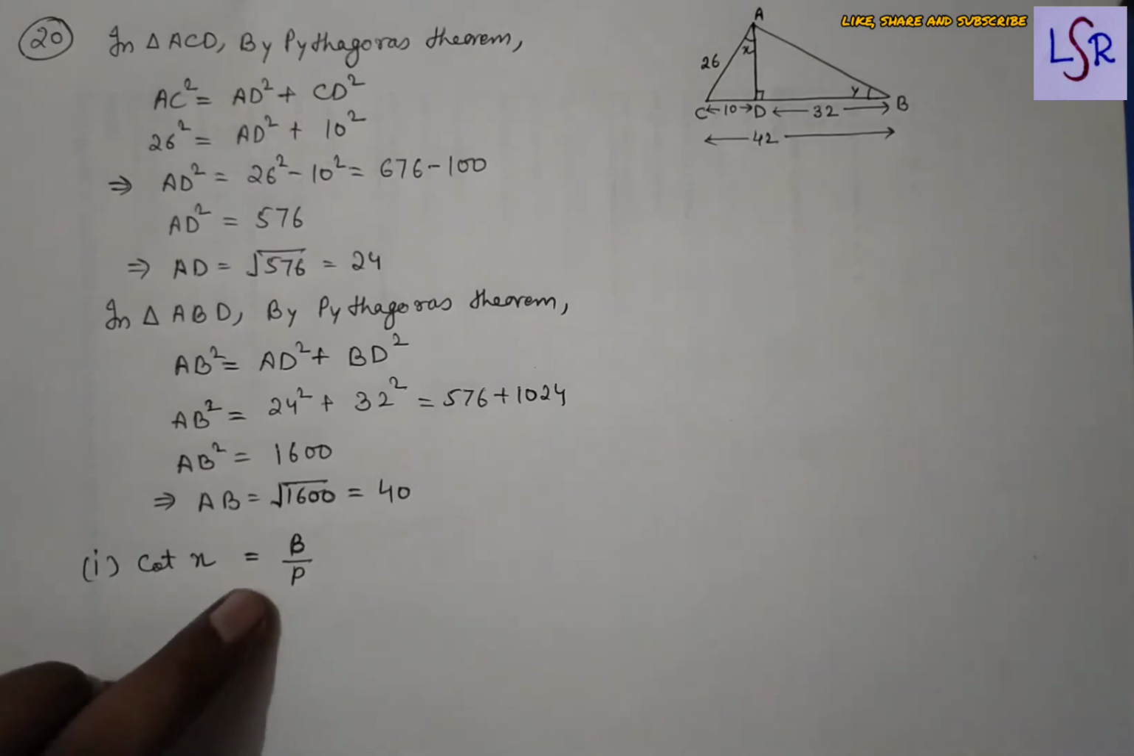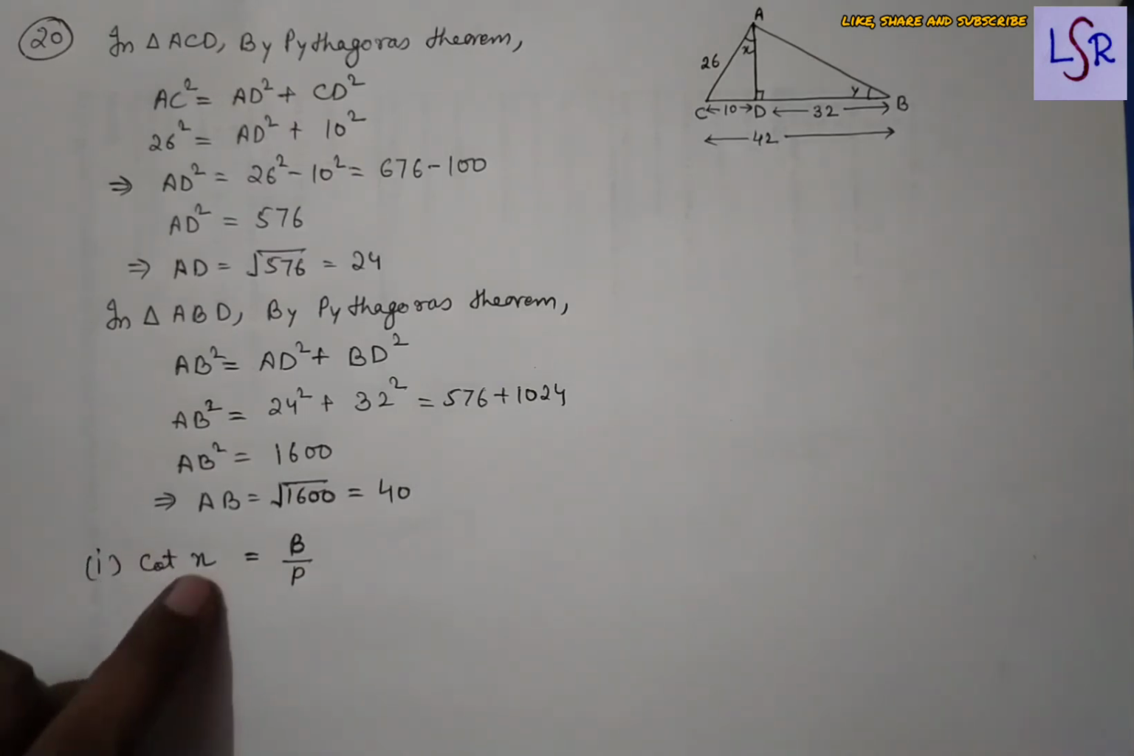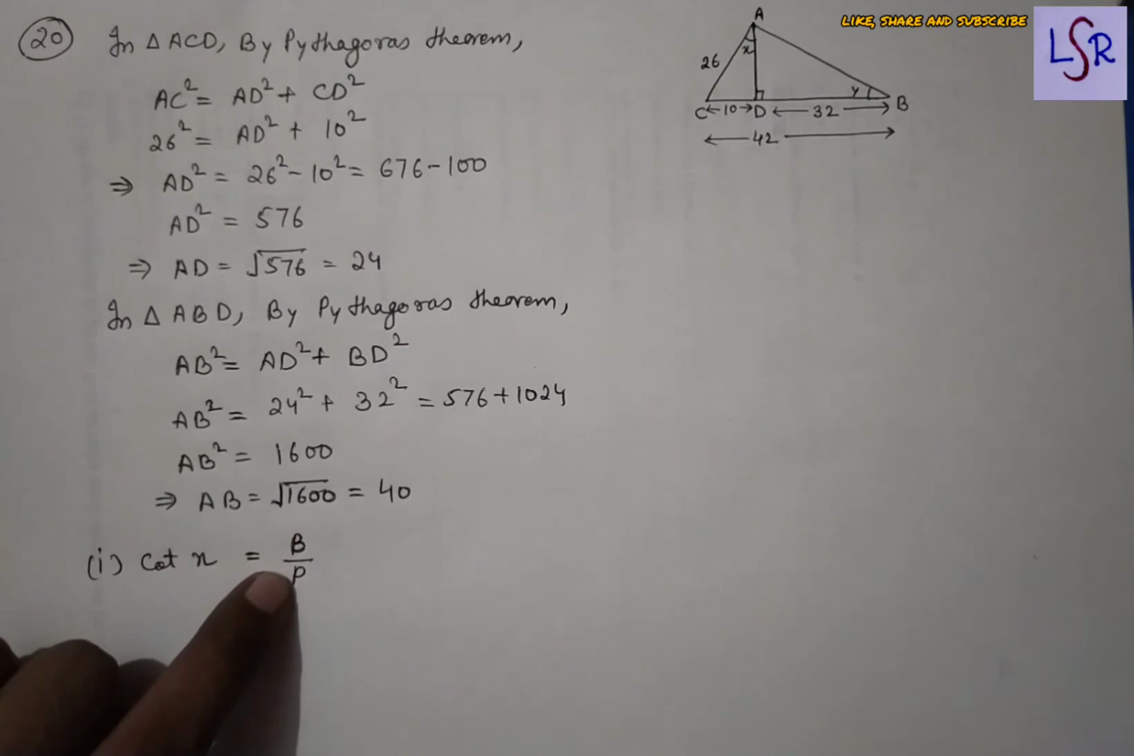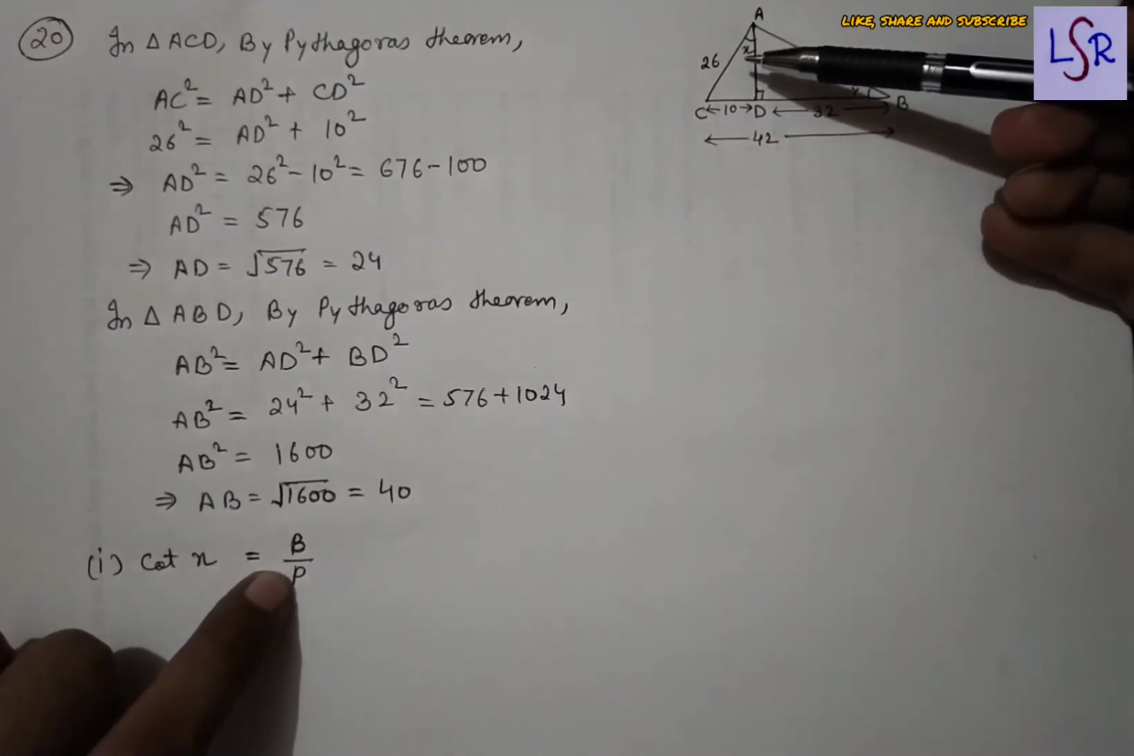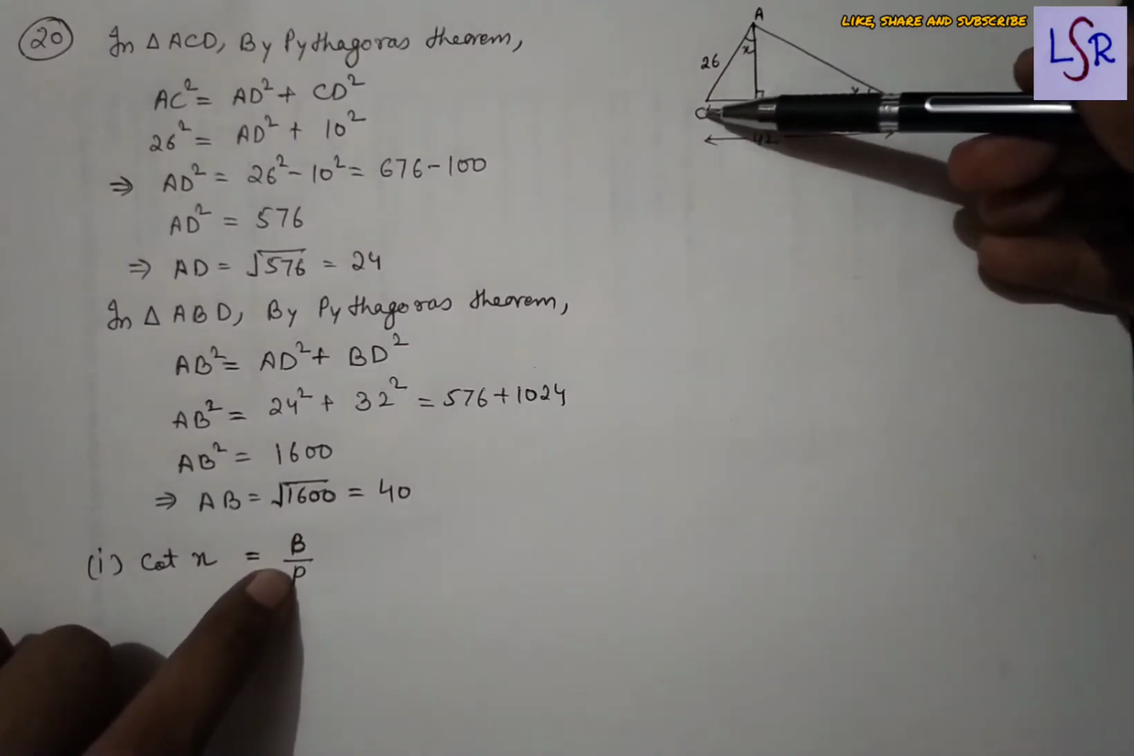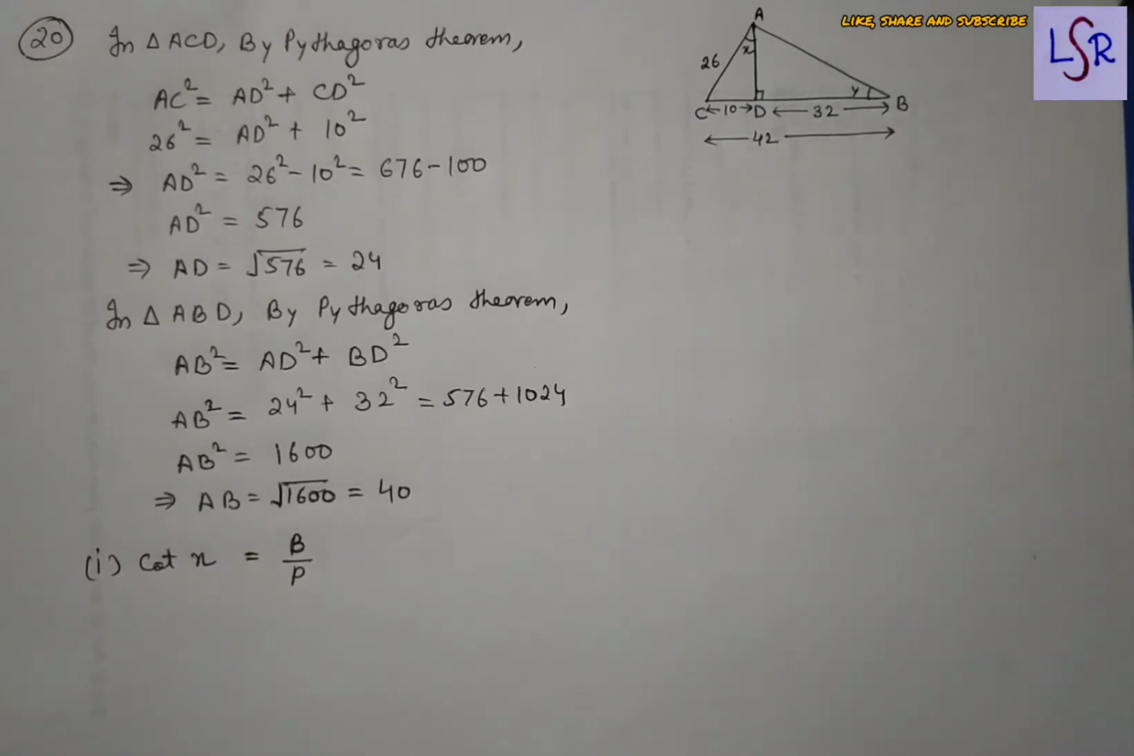We have the first part as cot x, and that equals base upon perpendicular. Now for x, this will be the base and this will be the perpendicular. And on placing the values, we have got 24 by 10, that is equal to 2.4.